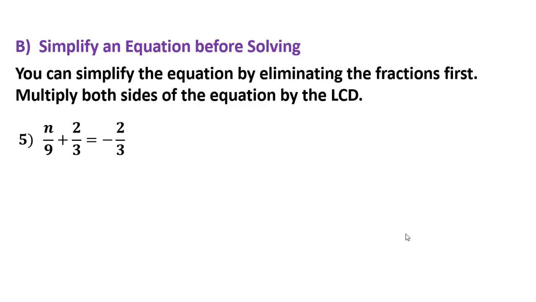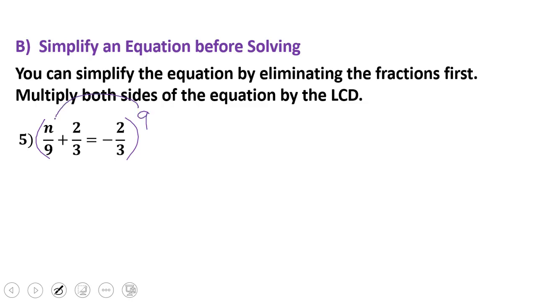It says you can simplify the equation by eliminating the fractions first. Multiply both sides of the equation by the LCD. So I don't know about you, but I don't like working with fractions. So I want to simplify this equation by eliminating those fractions. To eliminate the fractions, I multiply the entire equation, all of it, by the lowest common denominator. So when I look at these denominators of 9, 3, and 3, I know that the lowest common denominator would be 9. So I'm going to take and multiply the entire equation by 9.